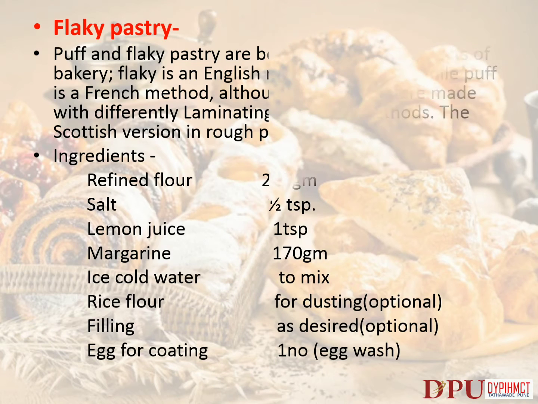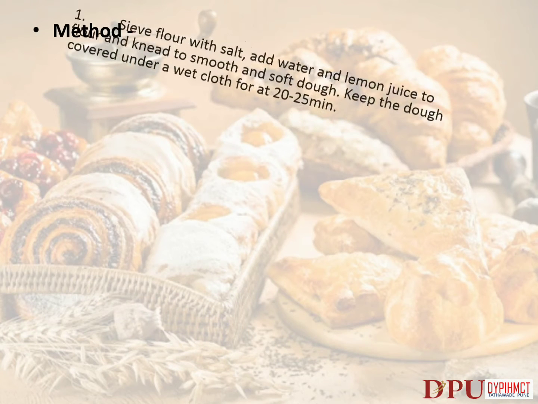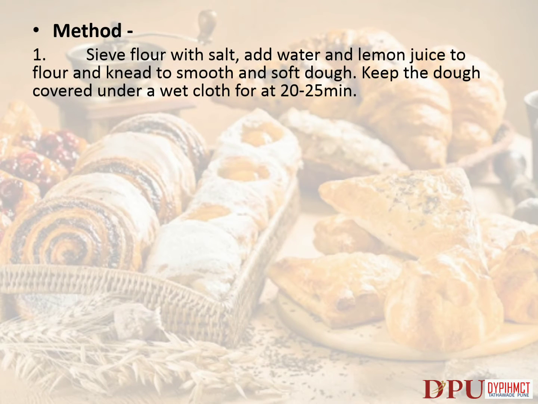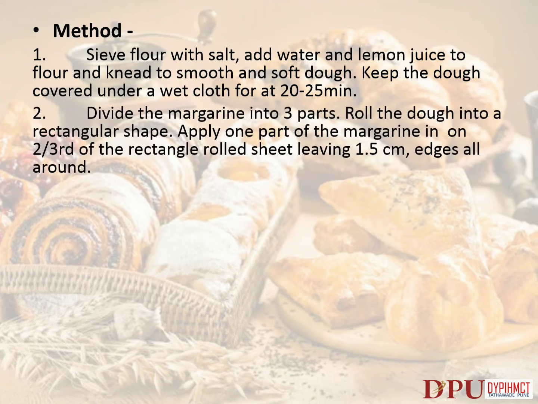Egg wash. Method: 1. Sieve flour with salt, add water and lemon juice to flour and knead to a smooth soft dough. Keep the dough covered under a wet cloth for 20 to 25 minutes. 2. Divide the margarine into 3 parts. Roll the dough into a rectangular shape.